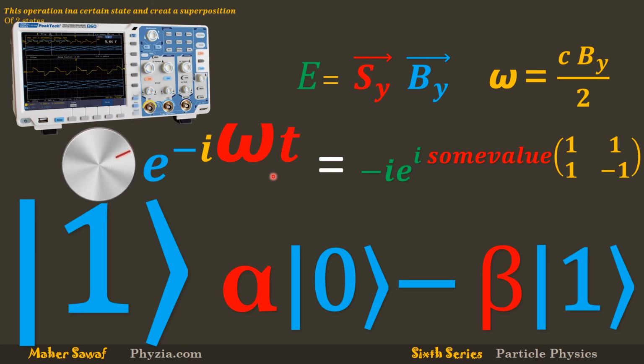T, we can just run the experiment for a certain amount of time. Omega, in this case, we have to change the strength of the magnetic field along the y direction. In this way, we get the certain value in the energy operator that transfers us from 1 to the superposition of 1.